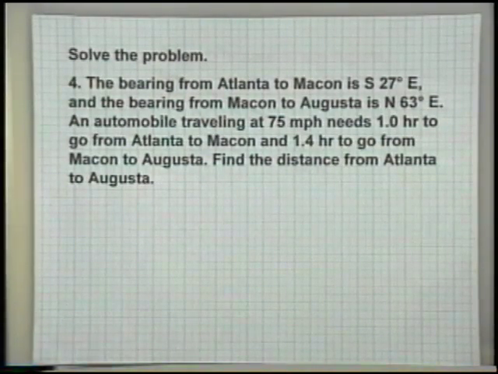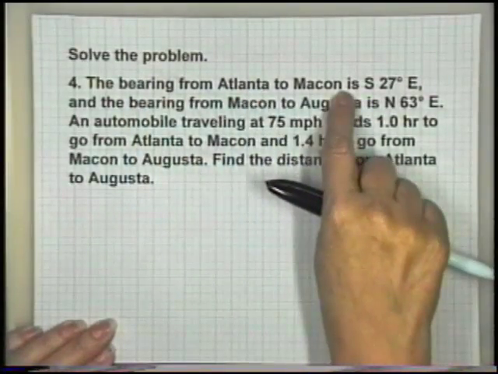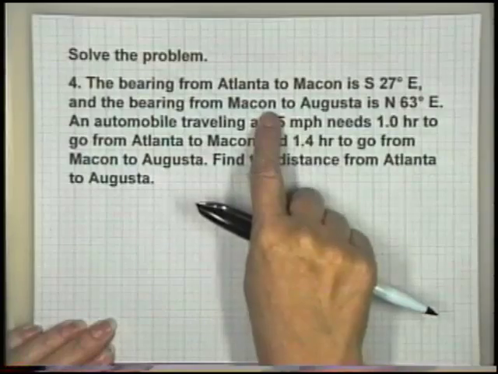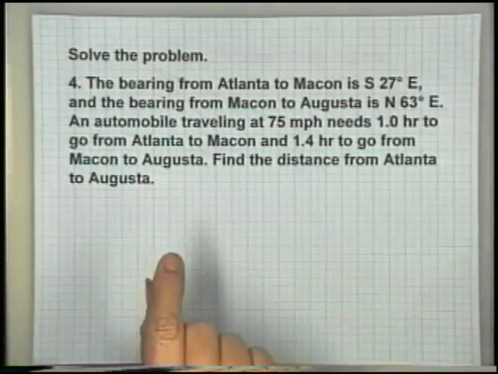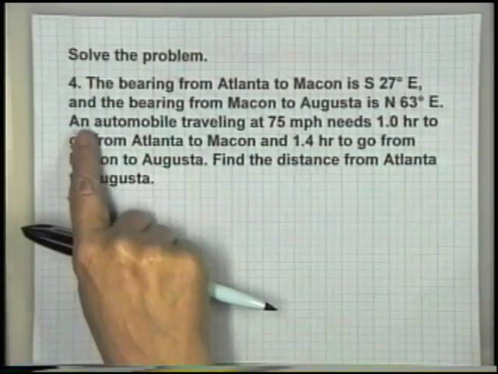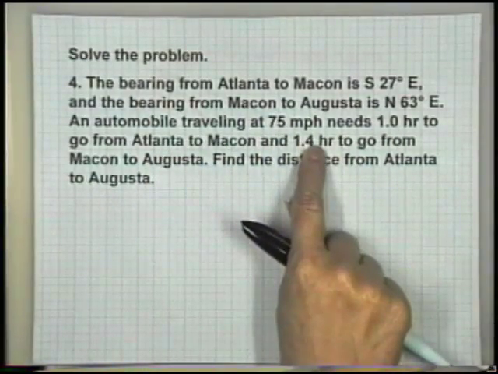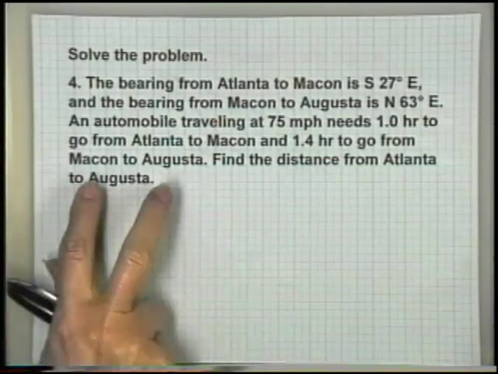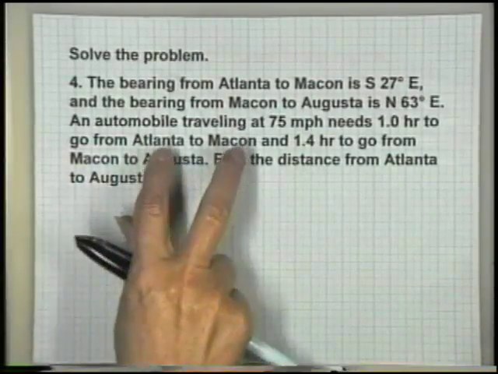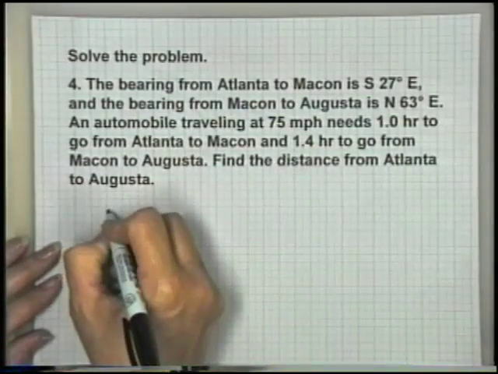Well, let's draw this sketch. Let's see, we start off with the bearing from Atlanta to Macon, and it gives us the direction, and then from Macon to Augusta. Of course, this is a sketch, and I try to make it just a little bit accurate. If it takes the automobile an hour to go from Atlanta to Macon and an hour and 4/10 to go from Macon to Augusta, it's pretty obvious that the distance from Macon to Augusta is a little bit longer than the distance from Atlanta to Macon. So I do want to draw it that way.